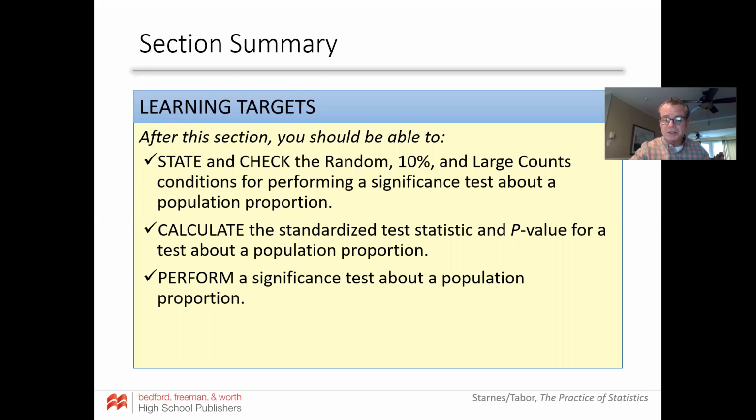The sample size times the null has to be greater than or equal to 10, and the sample size times 1 take away the null has to be greater than or equal to 10. And your sample has to be less than 10% of the population because of sampling without replacement.